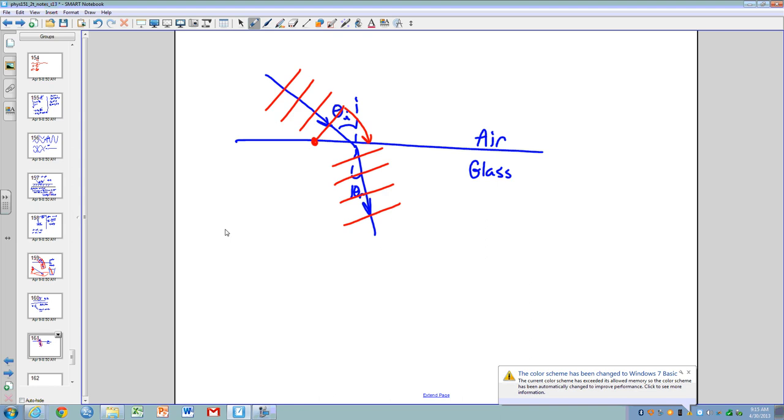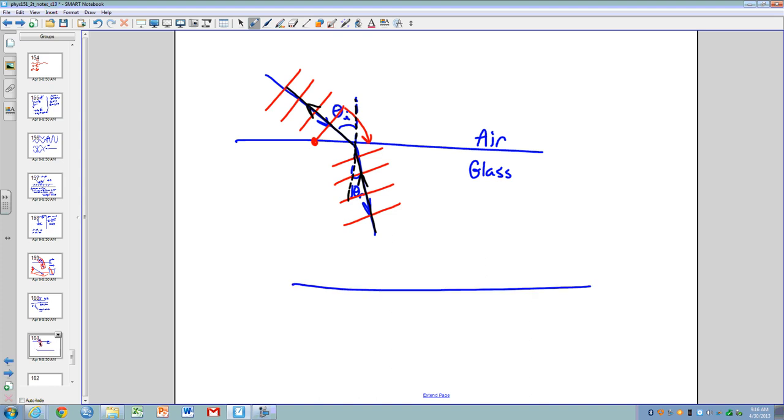So whenever you have light that travels in one direction, it'll also travel in the opposite direction. It's reciprocal, I guess. So if I have a light ray that's traveling in this direction, it's going to shift away from that normal line. This line right here, I don't know if I said this, is what we call the normal line. All right?